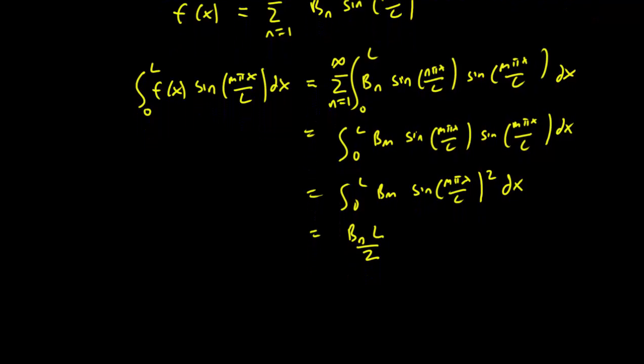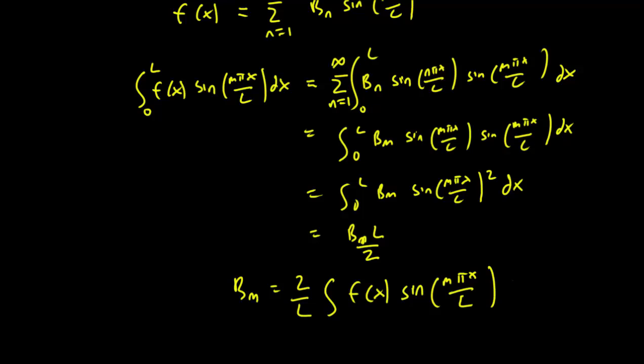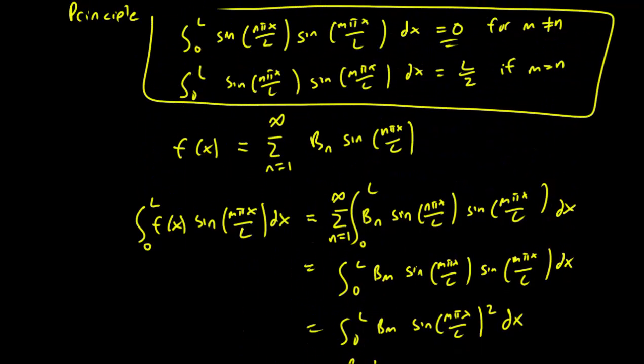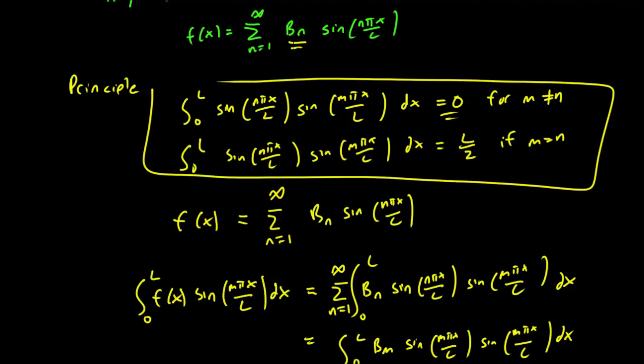We then can solve for Bm here, and we find that Bm is equal to 2 over L times the integral of f(x) sine(m pi x over L) dx, integrating from 0 to L. And therefore we can explicitly calculate any of the constants in this Fourier expansion.